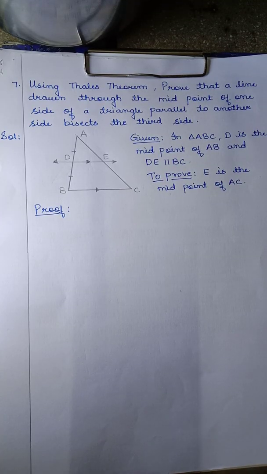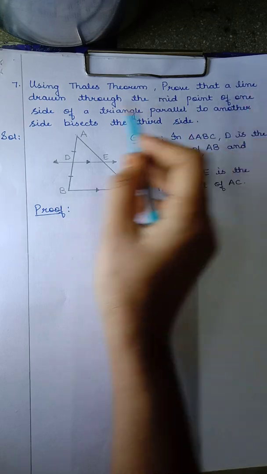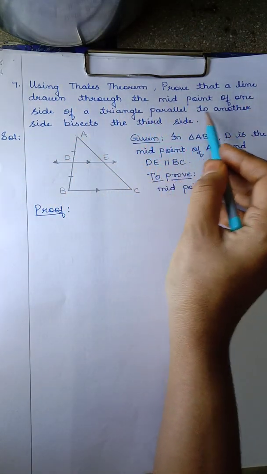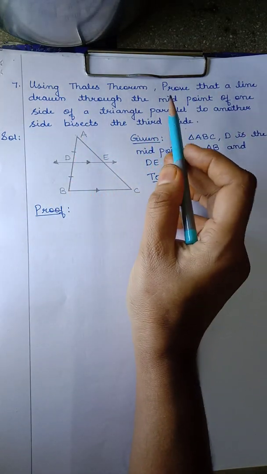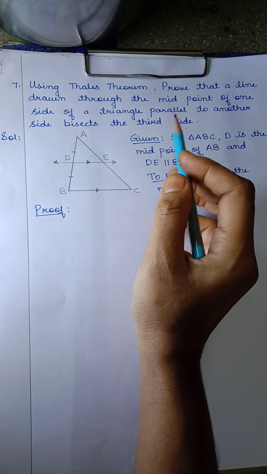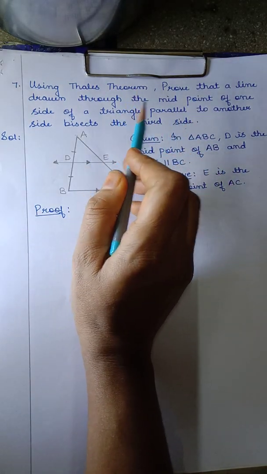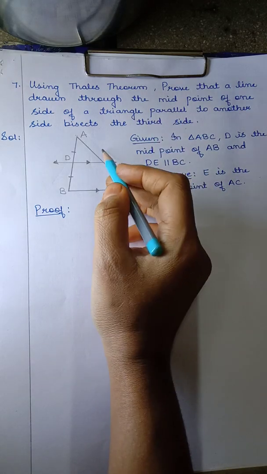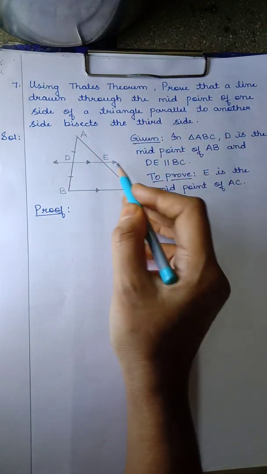Yes, children, now let's see the seventh question. Using Thales theorem, prove that a line drawn through the midpoint of one side of a triangle parallel to another side bisects the third side.